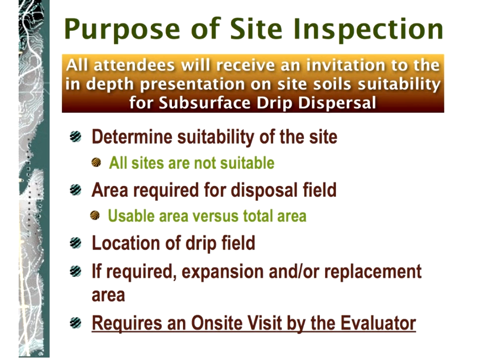Then you've got to start checking the location of the drip field, which of course the designer should have already done for you, and if required, the expansion or replacement area. Always be cautious. If the drip field's filling up the entire available suitable area, you've got no safety margin. You have to actually visit the site. There's no way you can possibly evaluate the site without physically going there.